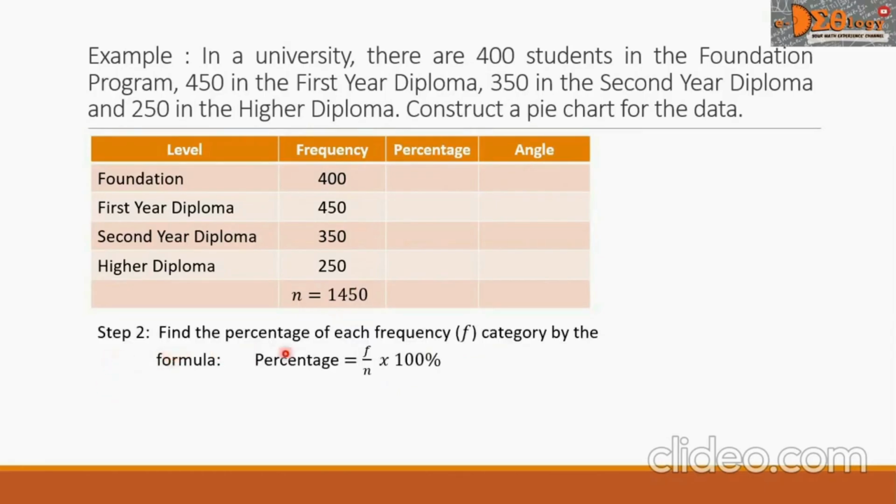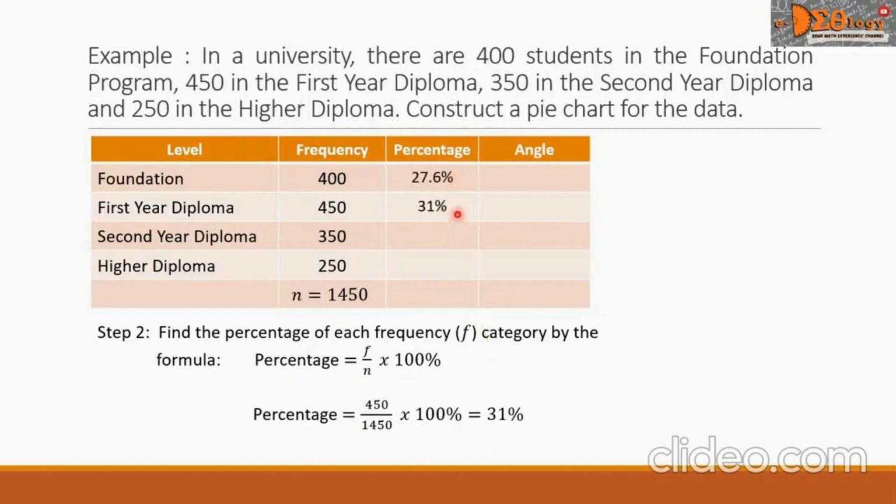Step 2. Find the percentage of each frequency category by the formula percentage equals f over n times 100%. Let's start with our first blank here. So we're going to use the 400, and that is the frequency of the first level, divided by the 1450, and then multiply to 100%. And the answer is 27.6%. We will copy this value on this blank, and here we go.